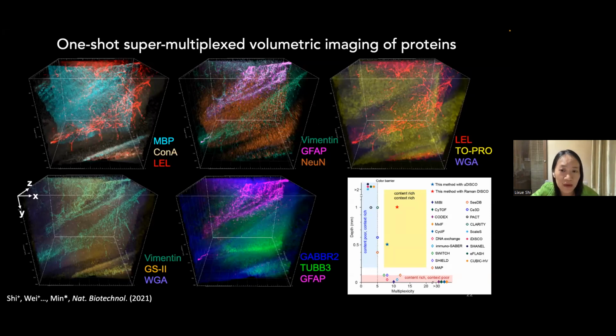Encouraged by these results, we have now accomplished one-shot imaging of 11 different targets in a 1 millimeter thick cerebellum section using Raman DISCO clearing. As indicated in this graph, our Raman method opens up the door for high content, large context protein imaging, as this yellow area indicates, which existing methods cannot do.